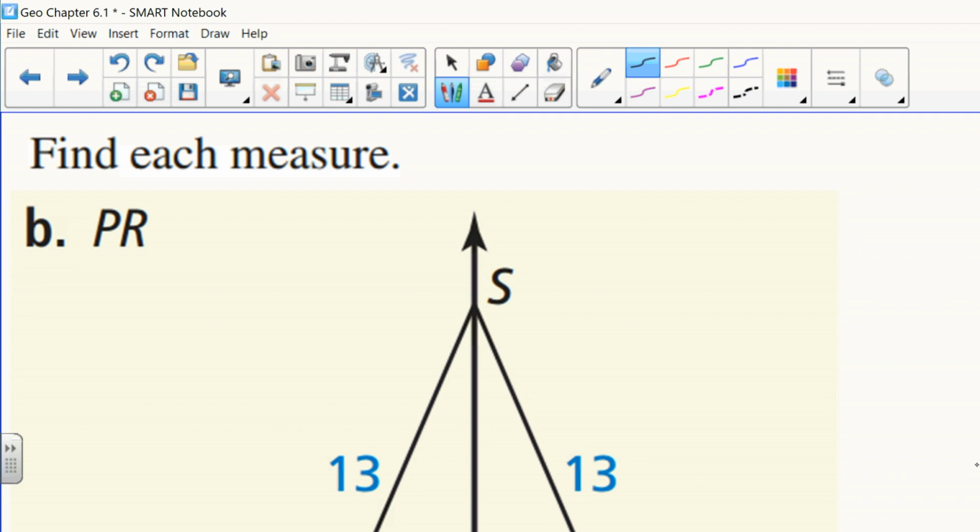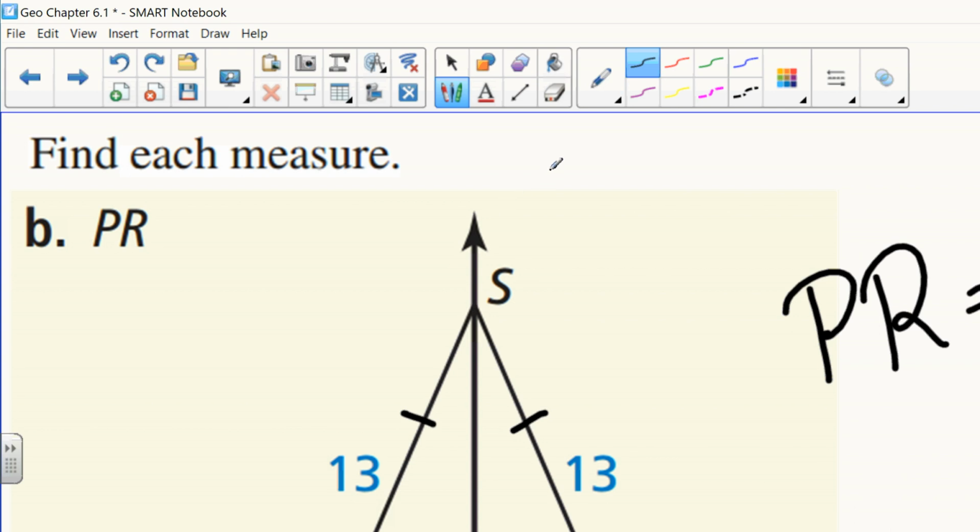This one here is the next one. Now again, because these two segments are congruent and we do have the right angle, it means that these two segments here are going to be congruent. So PQ is 5, QR is also going to be 5. So PR is what? 10, because we have to add the two together. Any questions on this here?